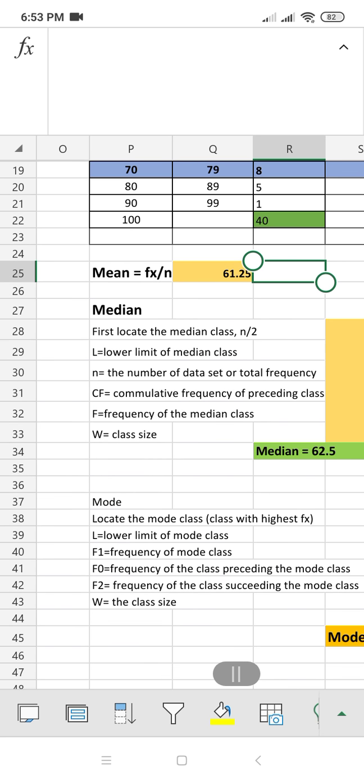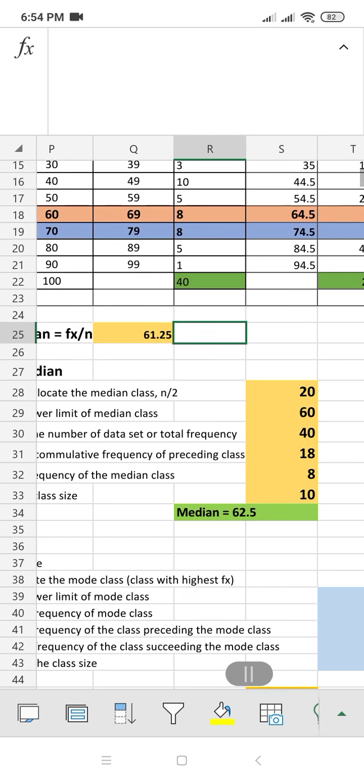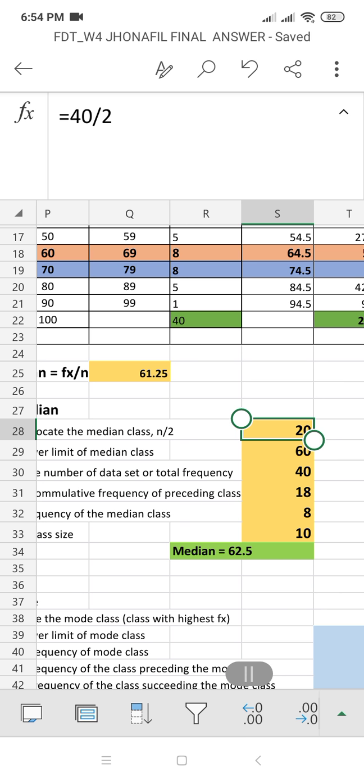Next, we're going to get the median. The instruction here is locate the median class. The formula is N divided by 2, L lower limit of median class, N the number of data set or total frequency, CF cumulative frequency of preceding class, F frequency of the median class, W class size. In getting the median, we first locate the median class, N divided by 2. Our N is 40 and we divide it by 2. So the answer is 20.